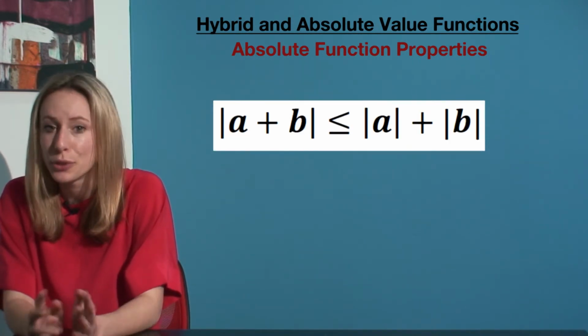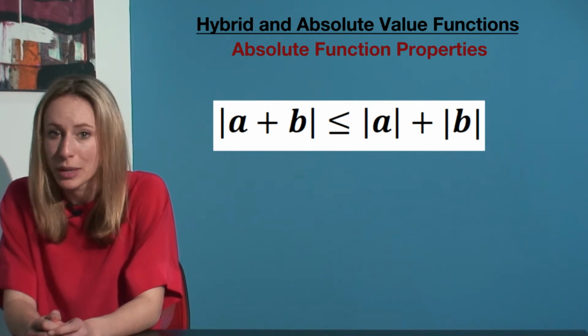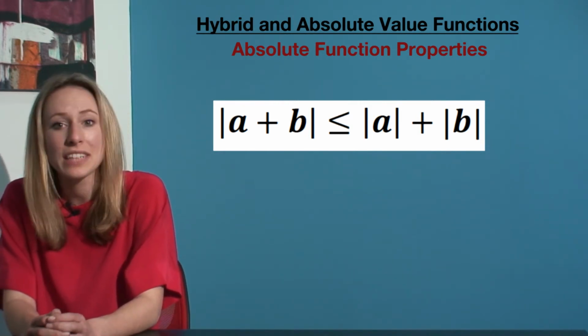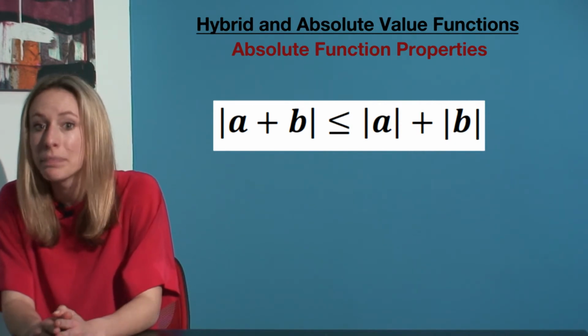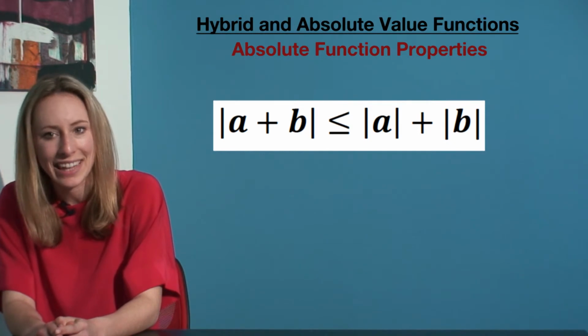The absolute value of two numbers which have been added together is less than or equal to the absolute value of the two numbers which are then added together. This is because a and b could have different signs to each other, which would give a smaller number than the absolute value or positive values of the two numbers added together.